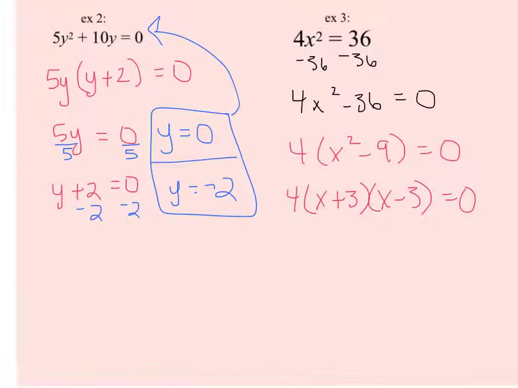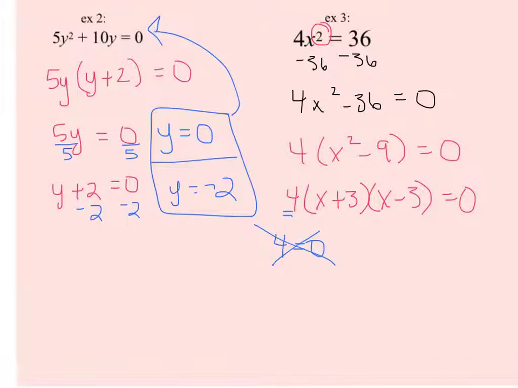Now, how many factors do I have here? Well, technically I have 3 of them. 4 is a factor, x plus 3 is a factor, and x minus 3 is a factor. However, what was the degree? The degree was 2, so at most I'm only going to have 2 answers. And you can kind of see that if I were to take this first factor and set it equal to 0, that makes absolutely no sense. 4 equals 0 doesn't make any sense. We don't need to test out constant factors, only ones that contain variables.